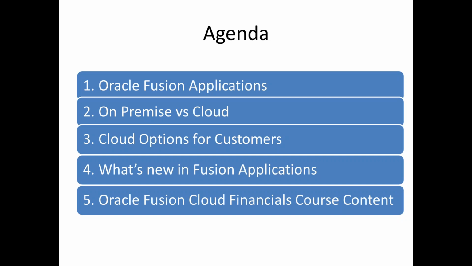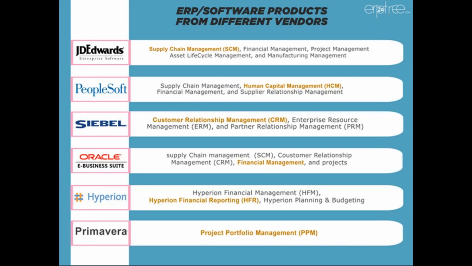Fine. The very first point is, what does it mean by Fusion applications? Let's look into this slide. In this slide, I just took a few ERP products which are very famous in the market. Okay. JD Edwards, PeopleSoft, Siebel, Oracle E-Business Suite. These are the ERP products. Along with that, we have Hyperion, Primavera, which are different tools. Hyperion for reporting, Primavera for project scheduling, etc.